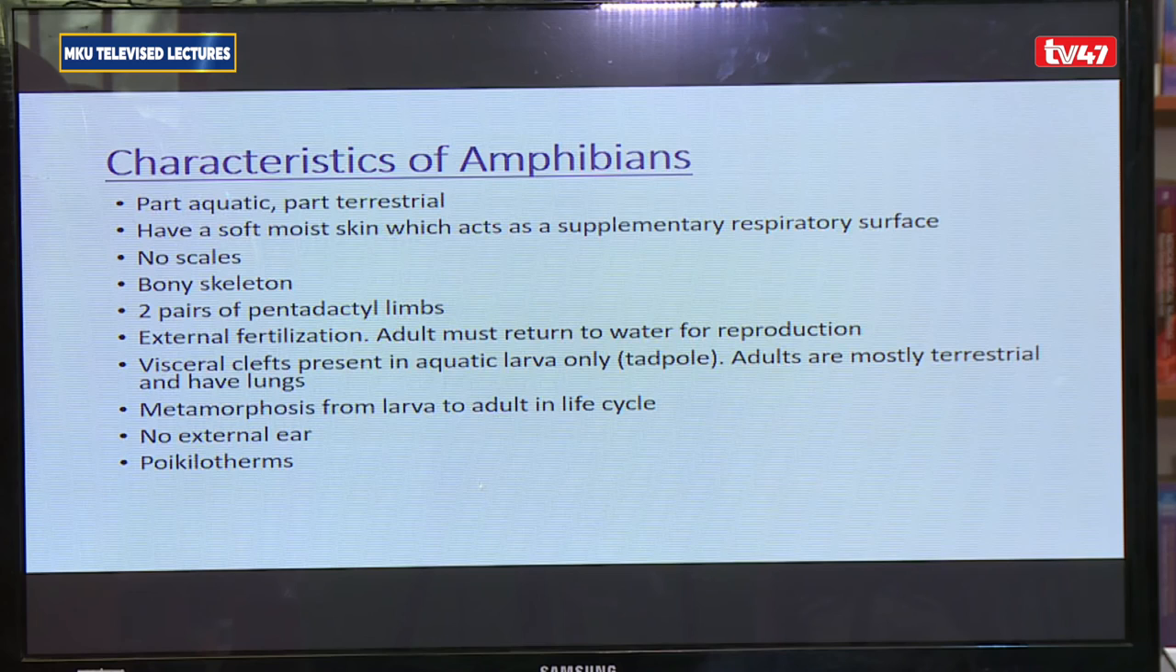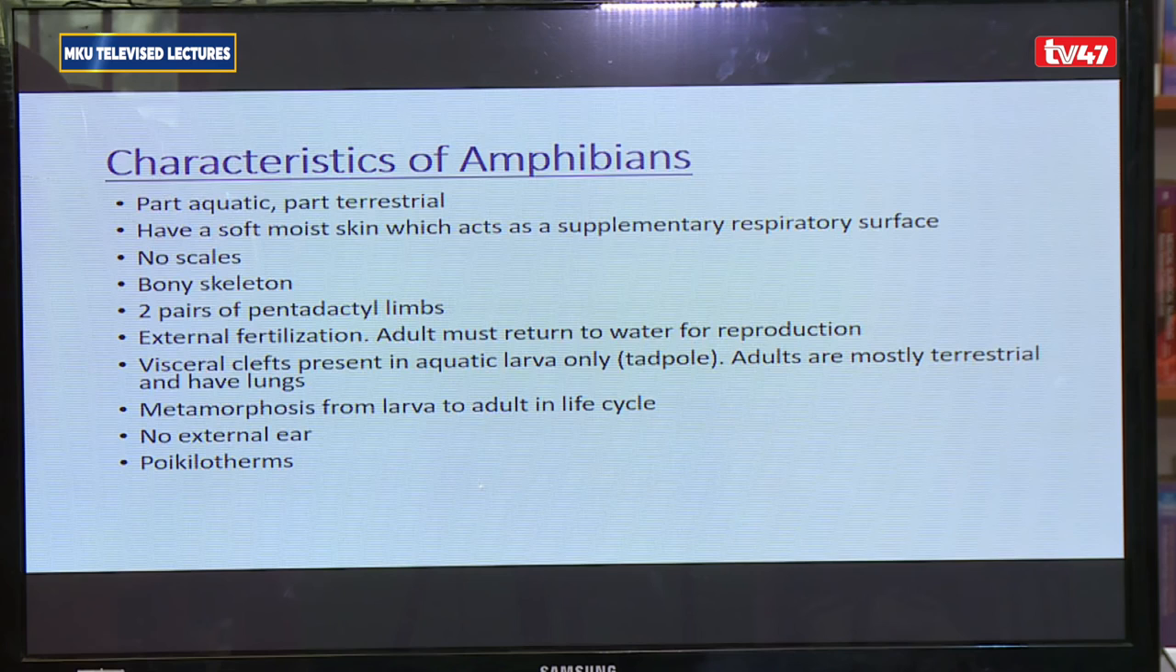And then we have amphibians. For the characteristics of the amphibians, generally, they are partly aquatic, partly terrestrial. They have a soft, moist skin that can act as an additional respiratory surface in addition to the lungs. They do not have scales. The skeleton is comprised of bones. They have two pairs of pentadactyl limbs, meaning two pairs of limbs that end up in five digits. So penta means five, dactyl means digits.